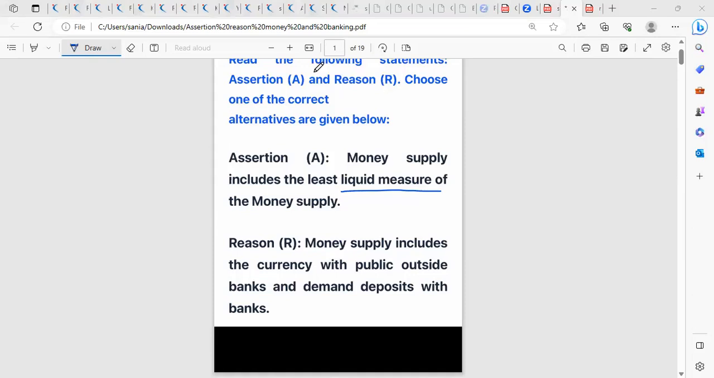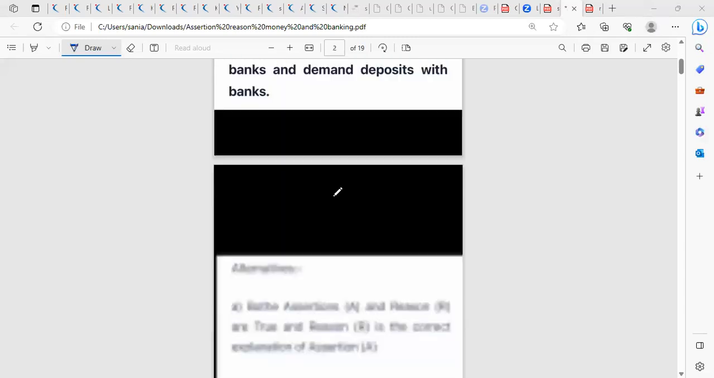Ma'am, assertion A is false, but reason is true. Okay. Vanisha, what do you think? Ma'am, I think A is false and R is... Didn't you understand? No, A is false and R is true. Okay, okay, okay.